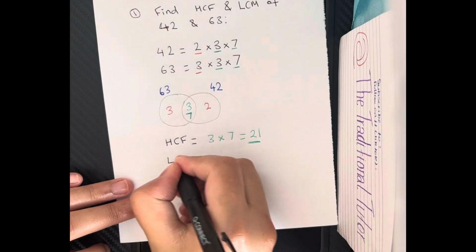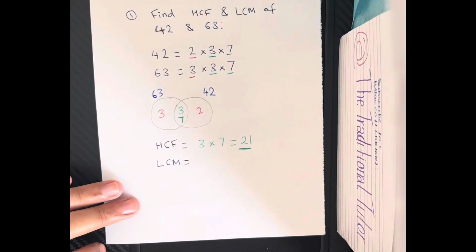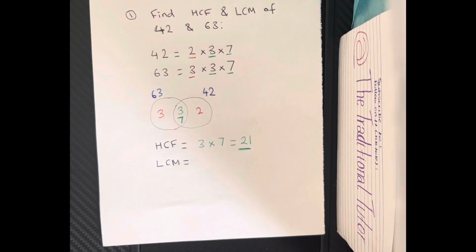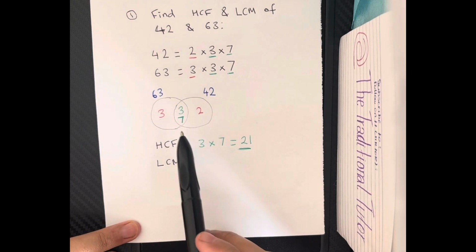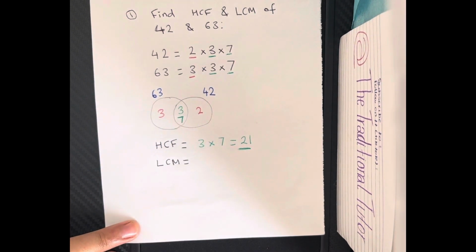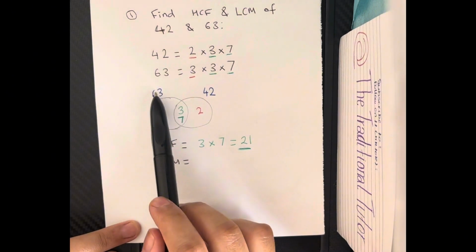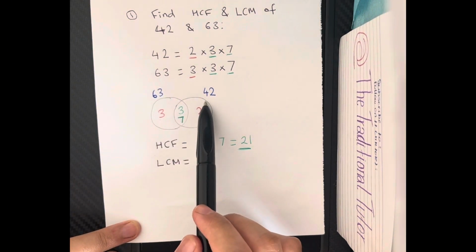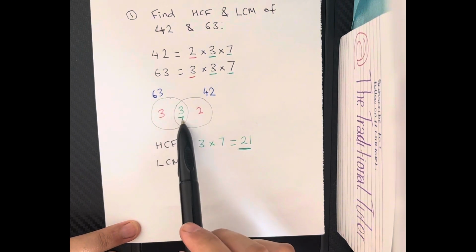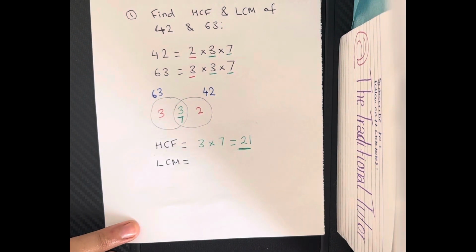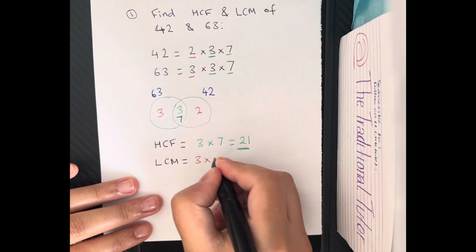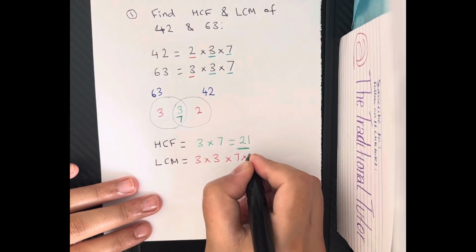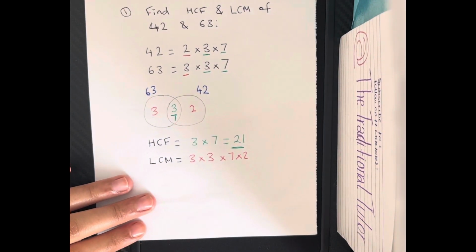Now we'll look at how to work out the LCM using the same Venn diagram. So LCM stands for the lowest common multiple, okay? And by that I mean what is the smallest possible number that is common in both the 63's timetable and the 42's timetable, okay? The way to work that out is just multiplying all of these numbers together in my Venn diagram, okay? So that means I'm going to be doing 3 times by 3 times by 7 times by 2. So I'm just going to take all of these and multiply them together.